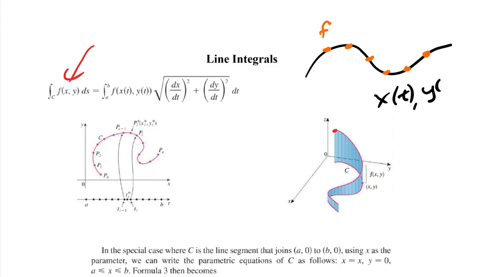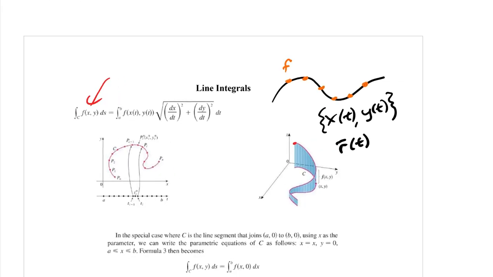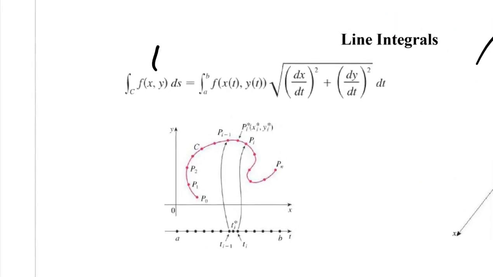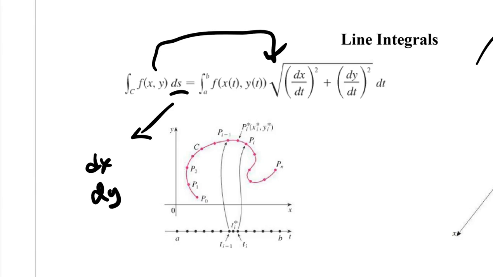So these lines are normally given as a parametric set like this, or as r of t, a vector set. r of t is x of t, y of t. Now, with that said, we're going to convert this here to this instead. So what does this mean? ds is just a little piece of the arc length across. So this corresponds to dx or dy in Cal 1.